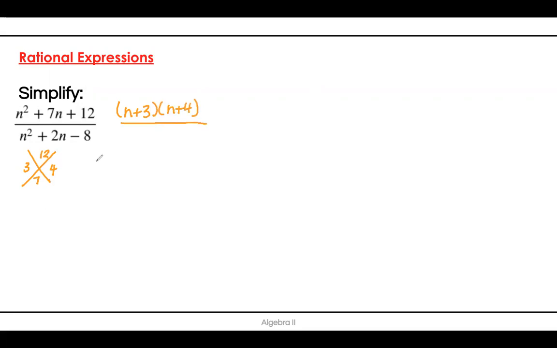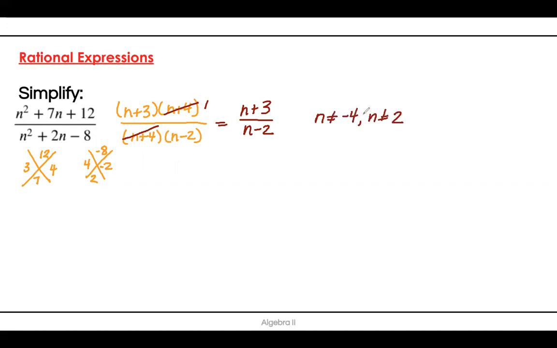And then what multiplies to give me negative 8 but adds to give me 2? So that's 4 and 2, and the 2 needs to be negative. So that's n plus 4 and n minus 2. Then my n plus 4s are going to cancel to give me 1, and I'm left with n plus 3 over n minus 2. And I can't forget my excluded values. So n cannot be negative 4 and n cannot be positive 2. I get those by setting these equal to 0 and then solving. And that's how I get those over there.